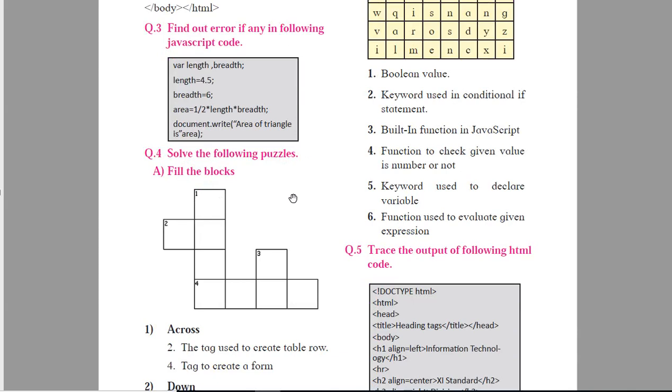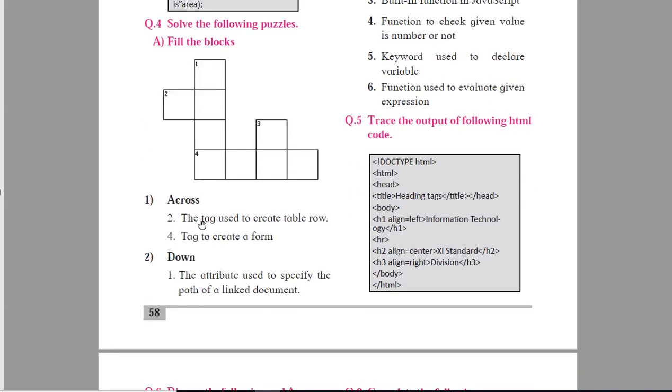Next is solve the following puzzle. This question you all have to solve. The tag which is used to create a row. Which is the tag which is used to create a row? It is the TR tag. The tag which is used to create a form. To create a form, which tag we use? The form tag. The attribute which is used to specify the path of the linked document. Which is the attribute which is used to specify the path of the linked document? It is the href. So you all will write href.